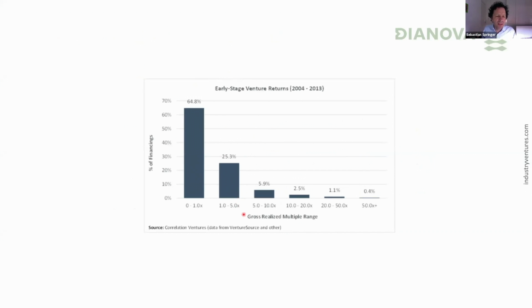Venture return chart means how much money do investors actually get back from investments. And it turns out that 1.0x is the amount of money that you put in, and so the learning from this chart is that 65%, two thirds of the companies, in the end, you don't actually get your money back. You either get nothing back or you just about get your investment back. Anything in between there is 65%.